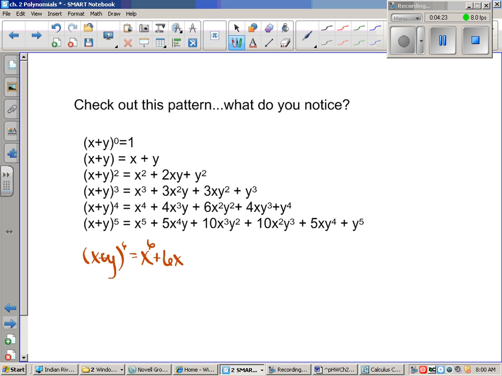Now, here's the trick. What you want to see is what happened to the exponent each time. It started at 0, then it went to 1, then the x was x and then a y, then we had x squared, we had x cubed, we had x to the 4th. Interesting, huh? So what do you think the x is going to be now? X to the 5th, and y is 1. Each of those, the y was 1.